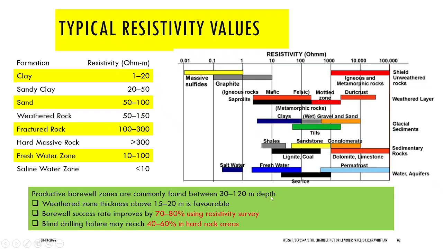If you go too deep and find water, what happens? Once you consume that water, the water will not regain. A thickness above 15 to 20 meters is favorable. Borewell success rate improves by 70 to 80% using a resistivity survey. Blind drilling failure might reach 40 to 60% in hard rock areas.